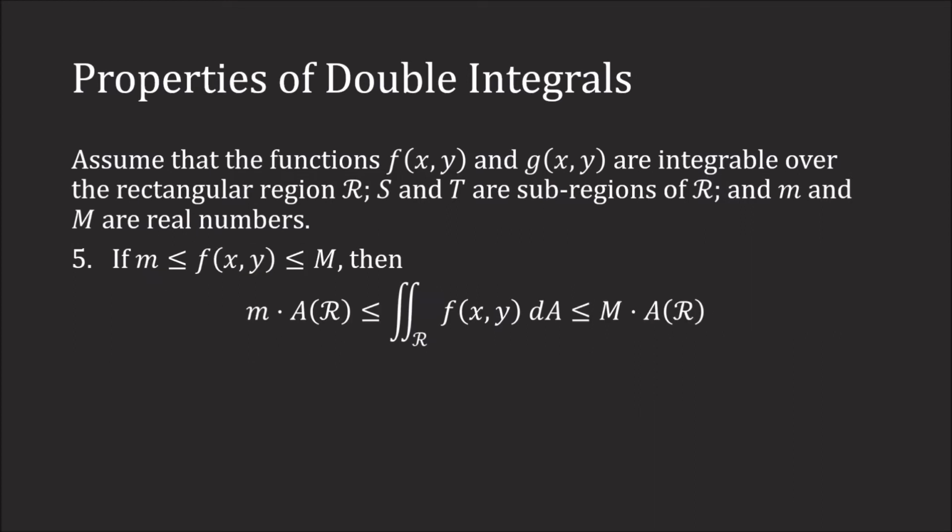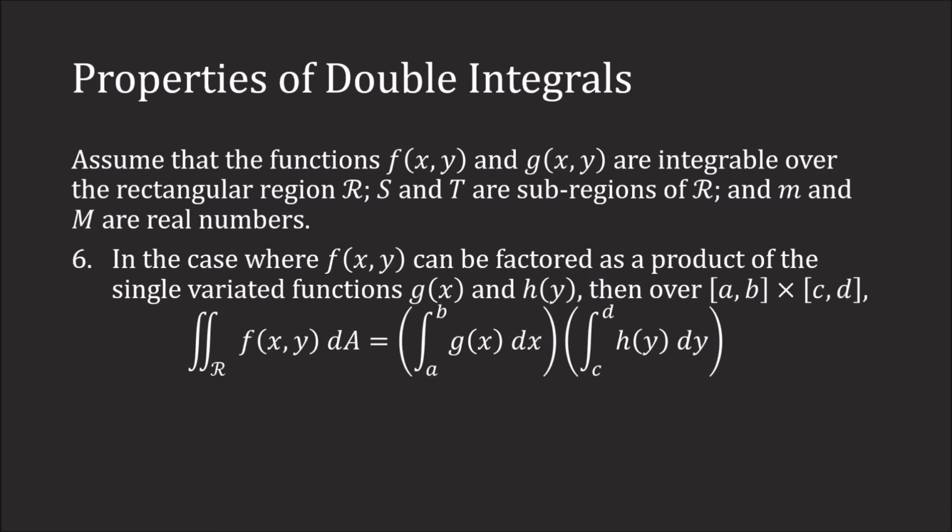And finally, if f of x, y is a function that's bounded below by some number little n and above by some number big N, then this little n times the area of the region will be less than or equal to the double integral of f over the region, and that would be less than or equal to this big N times the area of the region. And this one is one of the more important ones.